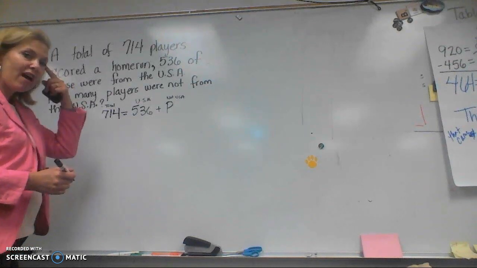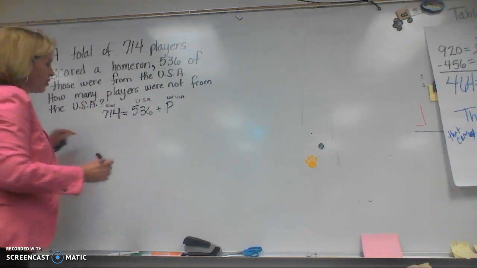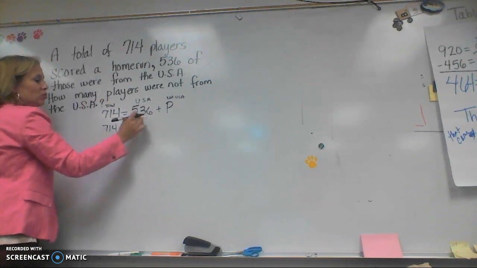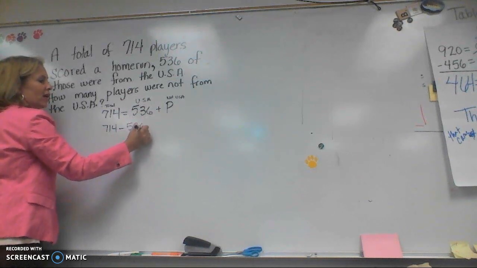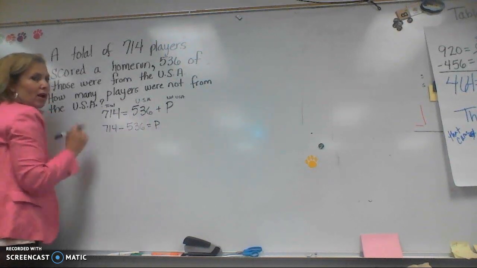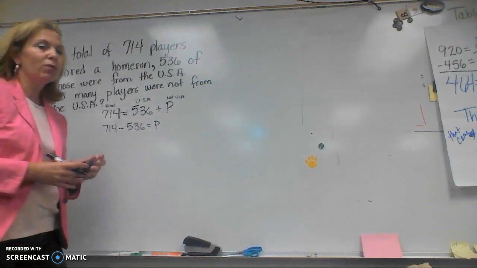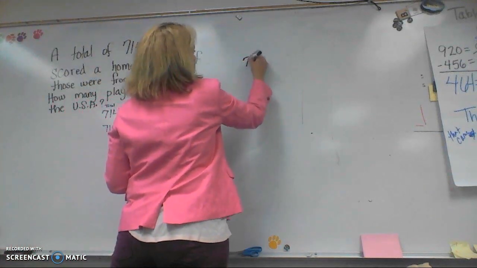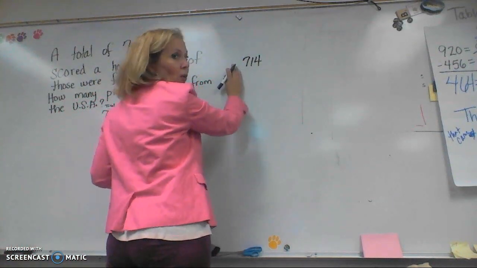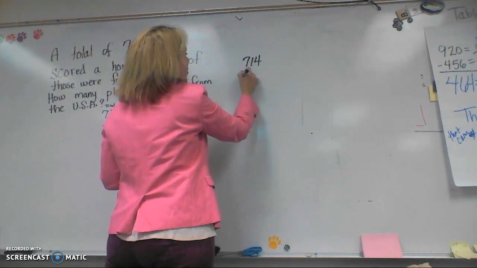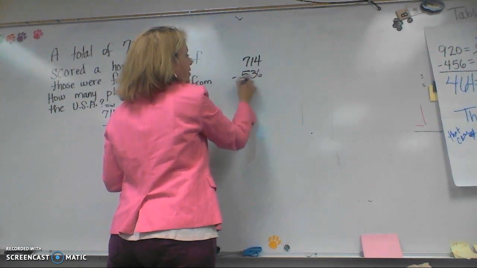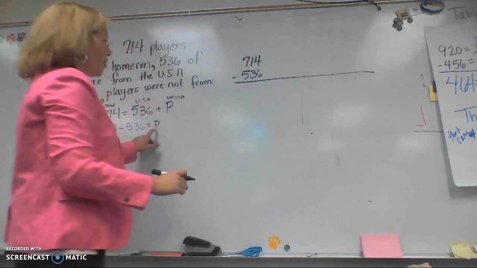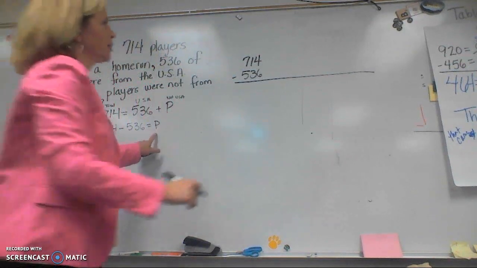We could think about that fact family of subtraction. So let's do it as a subtraction problem. We're going to take our total, and we're going to subtract those players that are from the USA, and then we're going to be left with the players that were not from the USA. So like I said, we're practicing our place value strategy, so let's look and see what that looks like. So we're going to write our 714 because that's our total, that's the total amount we have, and we're going to subtract 536 because that's those US players, and that'll give us our P, our players not from the US.